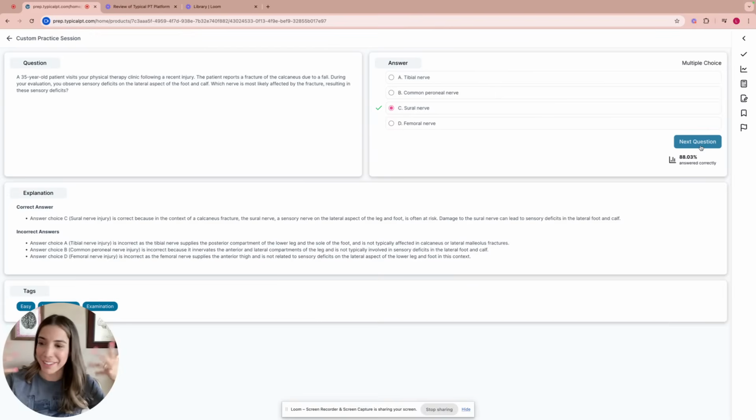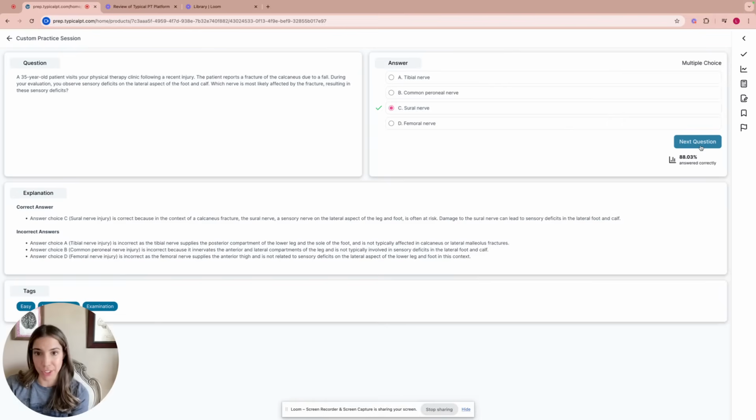I need to brush up on these nerve distribution reviews, because I feel like I'm not too strong in this. Jeez. Okay, so answer choice C, sural nerve, is correct, because in the context of a calcaneus fracture, the sural nerve, a sensory nerve on the lateral aspect of the leg and foot, is often at risk. Damage to the sural nerve can lead to sensory deficits in the lateral foot and calf. Okay.